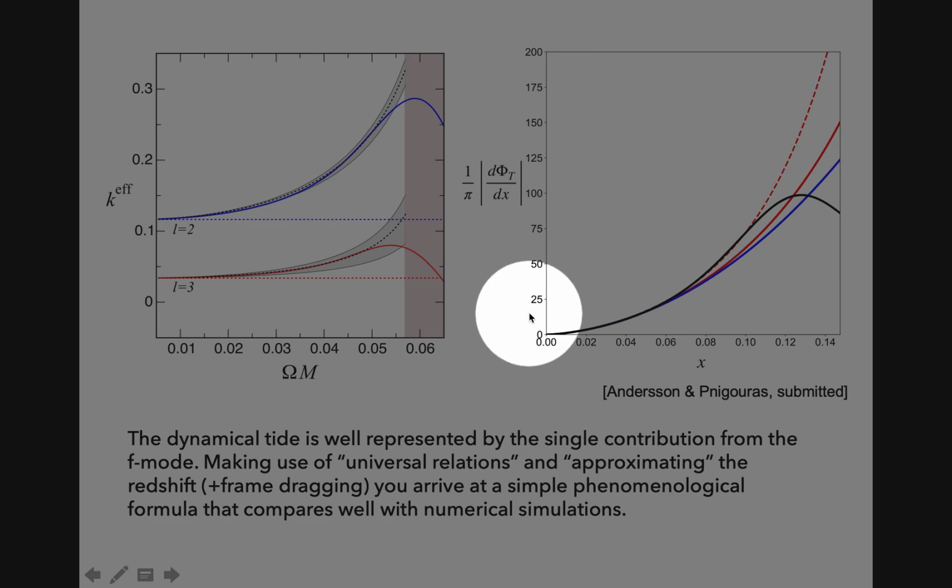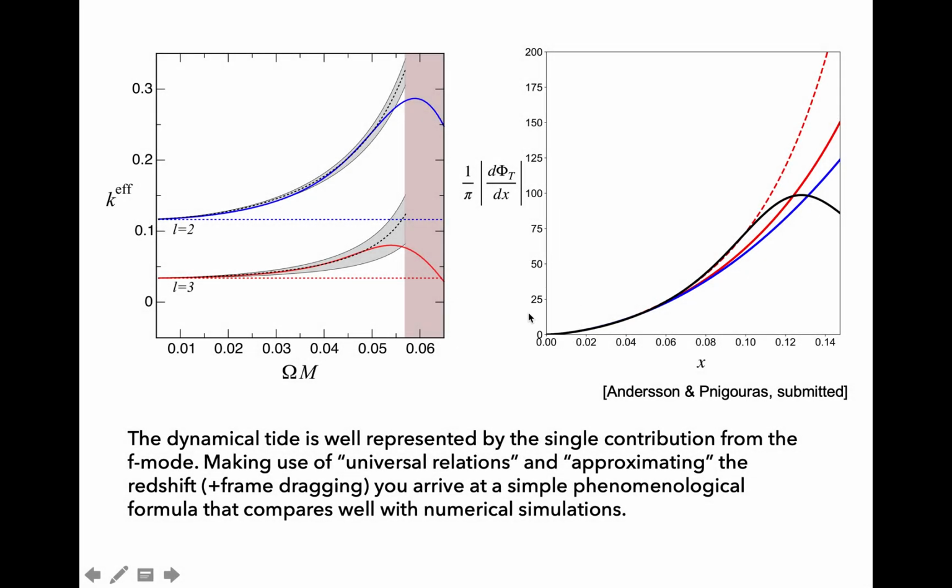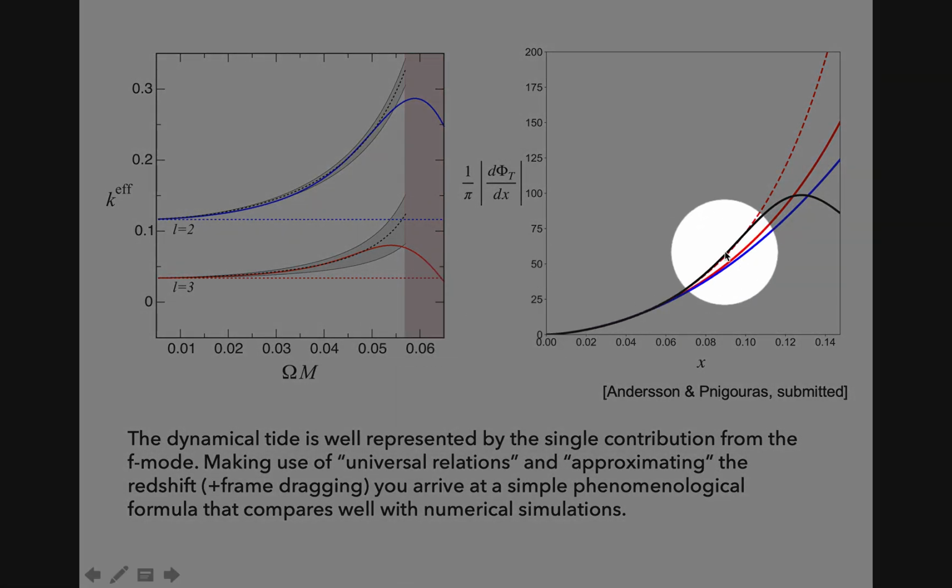And then the blue curve here is the tidal response if we ignore the dynamical contribution. The red curve corresponds to actually the blue curve over here on the left. What happens if we take the F mode excitation and we model it the same way as we did over here? And you see that it does a little bit better than the calculation without this dynamical contribution, but it's not great compared to numerical relativity.